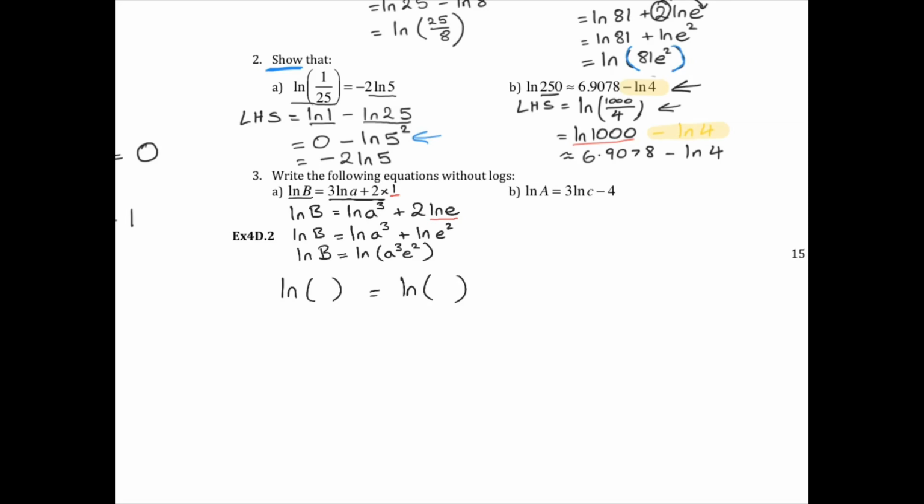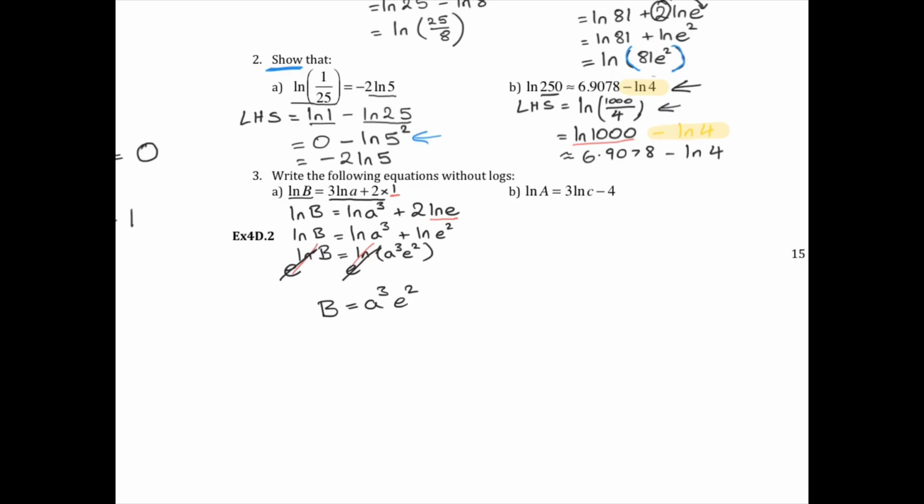But now that I have ln b equals ln of a cubed e squared, you can either think of it as just cancelling out the logs, or appreciate the fact that you're putting both sides to the power of e, which then cancels out the logs, and you get b equals a cubed e squared, and we have an equation without logs, and that's it.